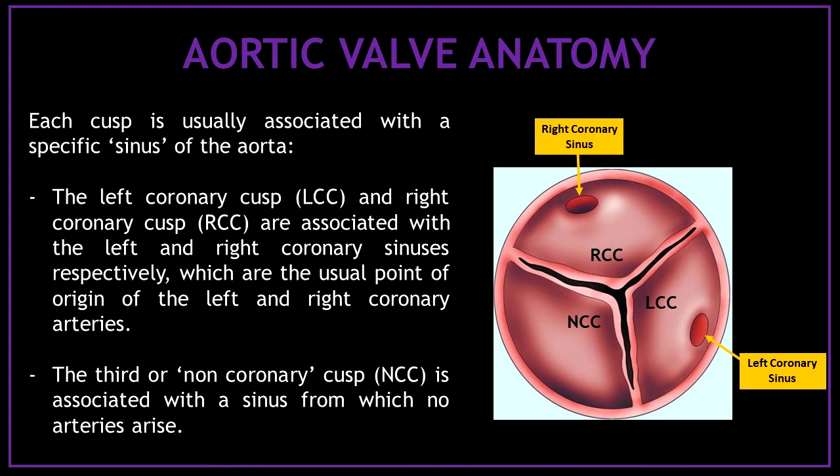Each cusp is usually associated with a specific sinus of the aorta. The left coronary cusp and right coronary cusp are associated with the left and right coronary sinuses respectively, which are the usual point of origin of the left and right coronary arteries. The third, or non-coronary cusp, is associated with a sinus from which no arteries arise.